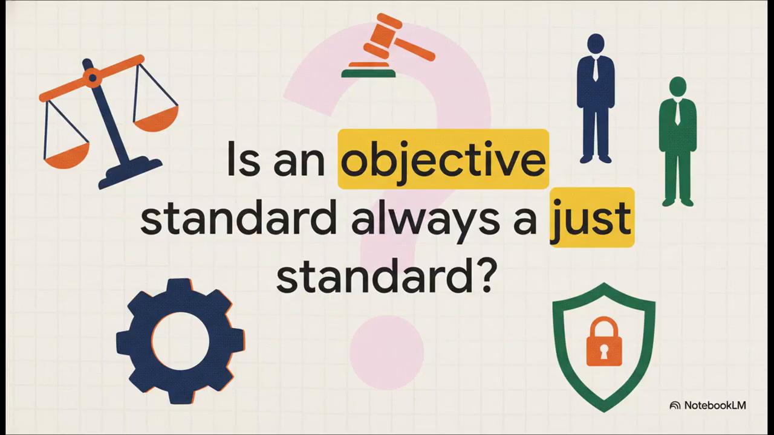This standard is what protects that right for all of us. And that brings us to one last, really big question. The law chooses predictability and public safety over an individual's personal circumstances for the greater good. But is a system that values objectivity above all else always fair to the individual? Is an objective standard always a just standard? That's definitely something worth thinking about.